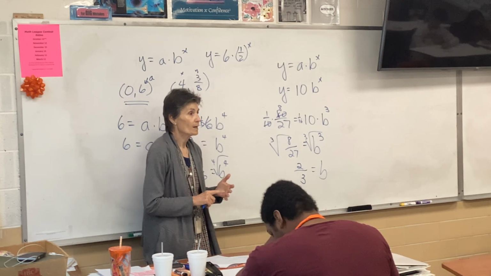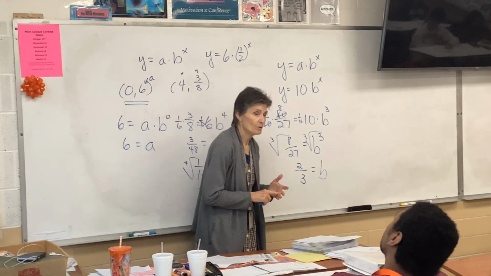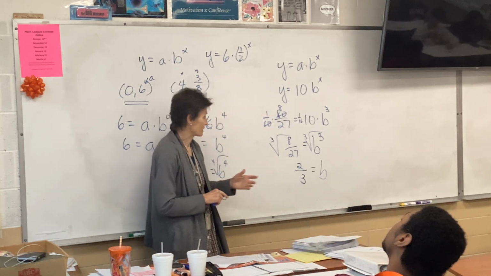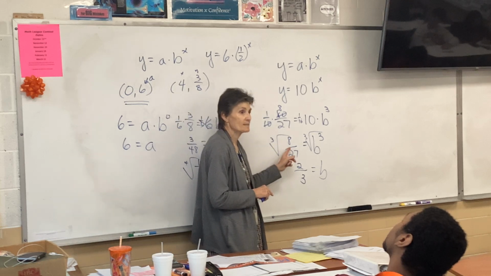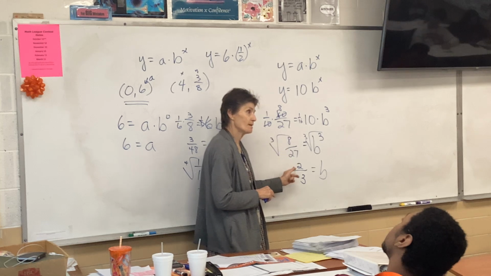Okay? Now, you guys, arithmetic is hard enough for you. I'm not going to give you craziness. This is perfect. This is beautiful. This is the kind of numbers I'm going to give you. Okay? Cube root of 8 is 2. Cube root of 27 is 3.